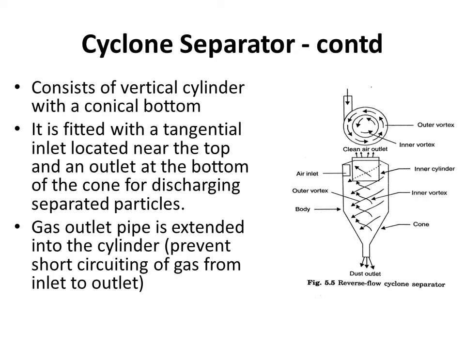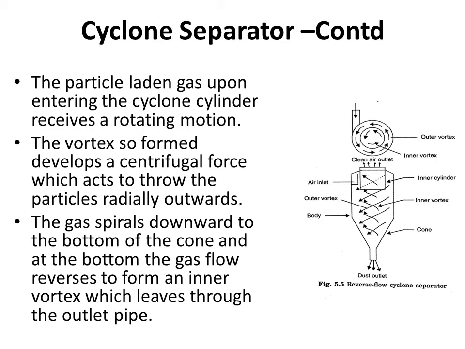The gas outlet pipe is extended into the cylinder to prevent short circuiting of gas from the inlet to the outlet. The particle laden gas, as it enters the cyclone cylinder, receives a rotational motion. The vortex so formed develops a centrifugal force which acts to throw the particles radially outwards. The gas spirals downwards to the bottom of the cone, and at the bottom the gas flow reverses to form an inner vortex which leaves through the outlet pipe at the top.